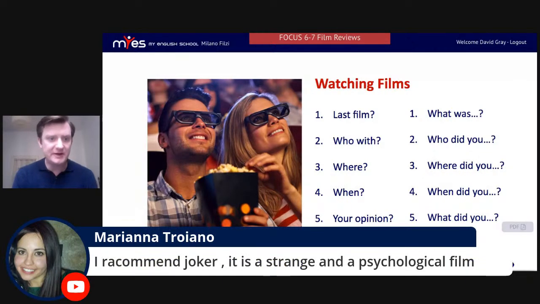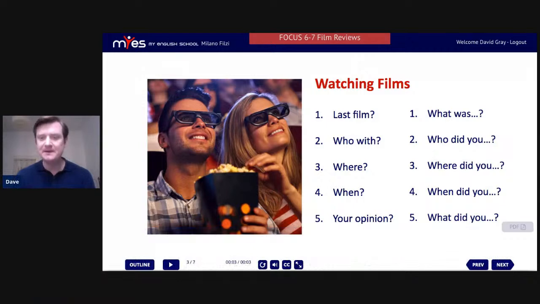Lovely, Mariana. Remember spelling with recommend. In Italian, you say raccomand. In English, we say recommend with the E. I recommend Joker. It's a strange and psychological film. Yes, that's what I've heard. Excellent. That's really good to hear. Thumbs up then. Thumbs up for both of the films overall, although Filippo is saying maybe, you know, Parasite is a bit overrated. Thank you so much for that, guys.